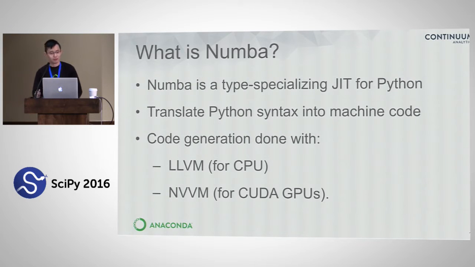So what is Numba? It's a type specialized JIT compiler for Python. What it does is it takes your Python code and translates it into machine code. Now, that is how it helps you utilize. It's no longer running a Python interpreter loop. You are getting machine code just like you would write C code. The code generation is all done with LLVM for CPU, and NVIDIA has their NVVM. That's for their CUDA GPUs. But let's not get into details of those.